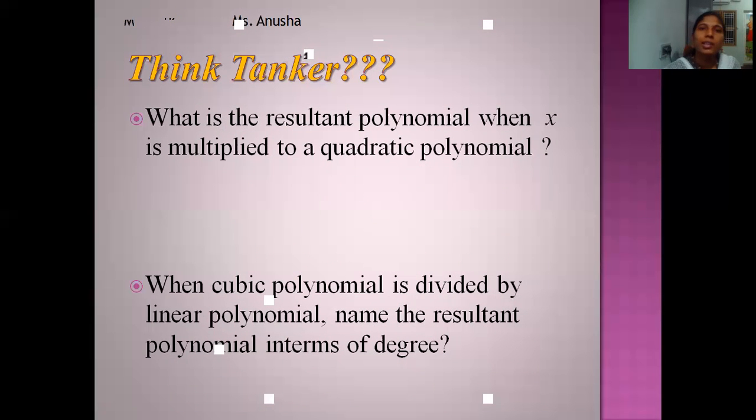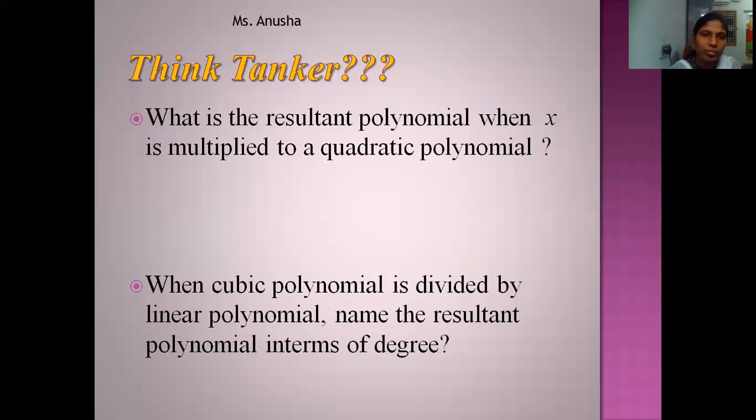This is a think tangle board. You have to think it off. What is the resultant polynomial when x is multiplied to a quadratic polynomial? What is a quadratic polynomial? And when you multiply that particular polynomial with x, what is the resultant polynomial? This is a simple one word think tangle question.